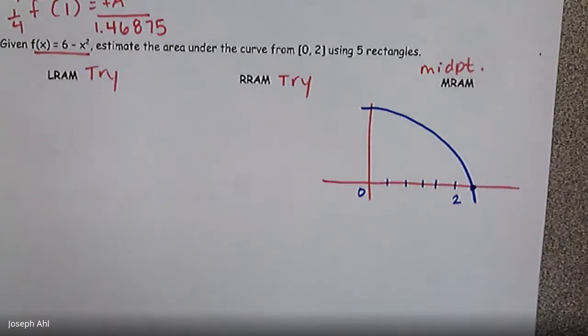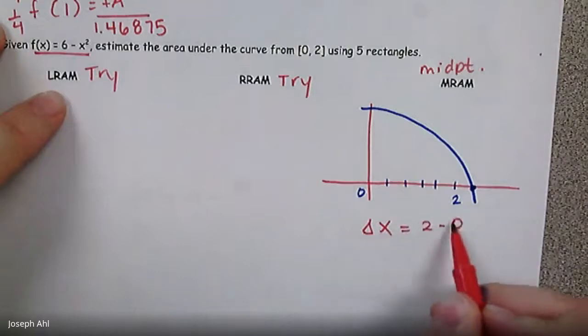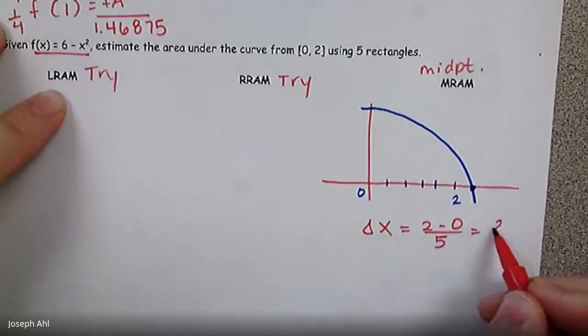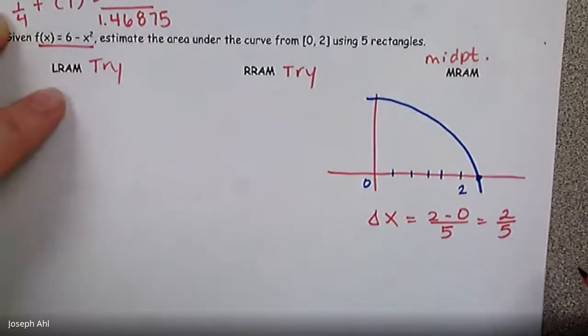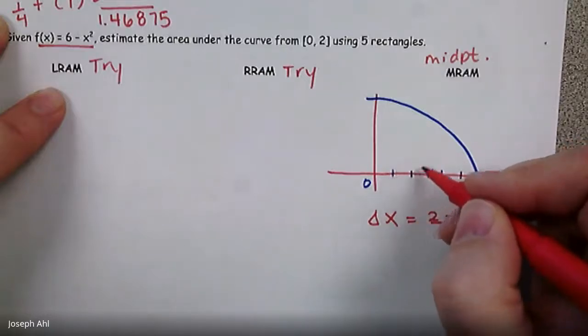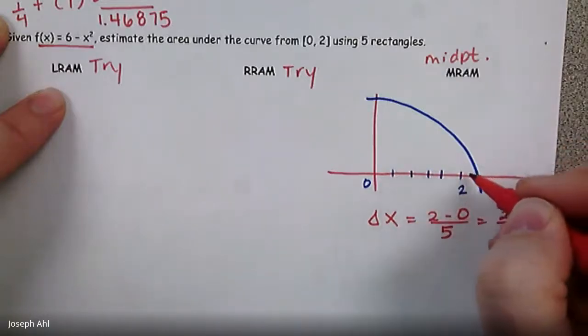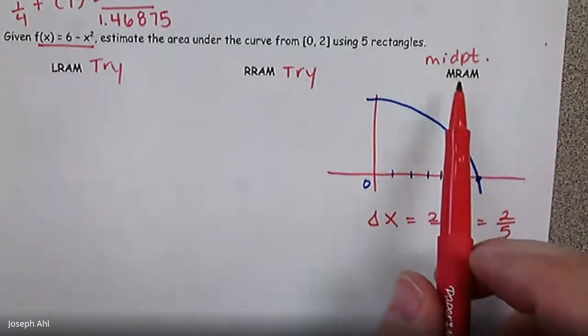Okay. Now, what's delta x in this case? Delta x would be 2 minus 0 over, we wanted 5 rectangles. So now my delta x is 2/5, or 0.4. So if each of these locations is 0.4, this would be 0.4, 0.8, 1.2, 1.6, and finally x equals 2. How do we do the midpoints?